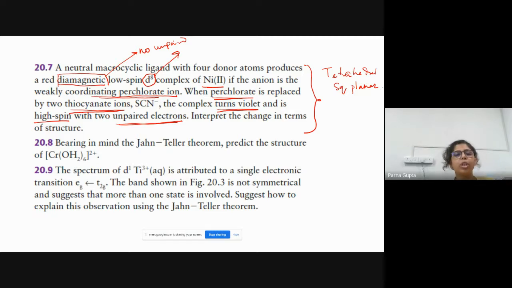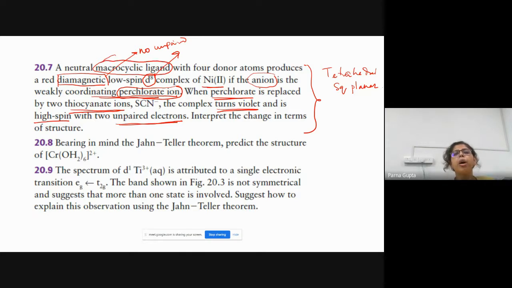I mean, you can do it. This is easy. You can do it, but please think of it. Then what is happening? Why so fast, that it goes from diamagnetic to paramagnetic? Theoretically, what they are telling is that this is the anion, right? So initially the anion is perchlorate ion, and the original ligand they are telling is the macrocyclic ligand.